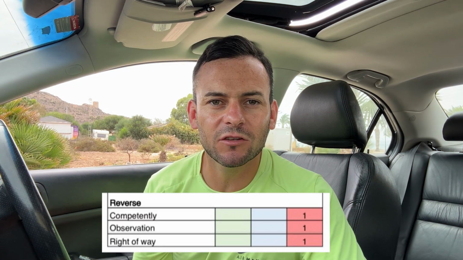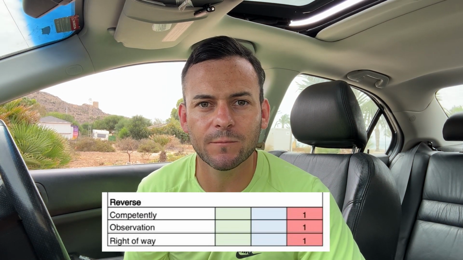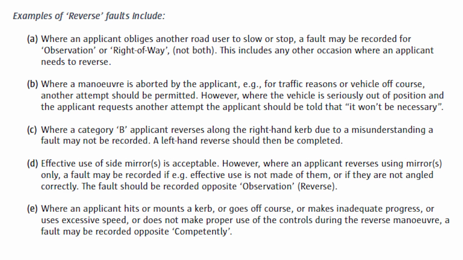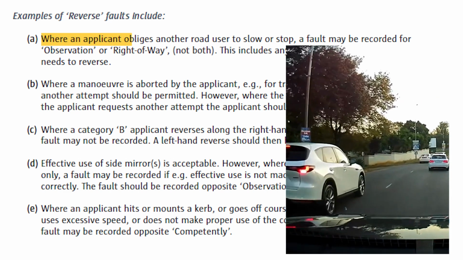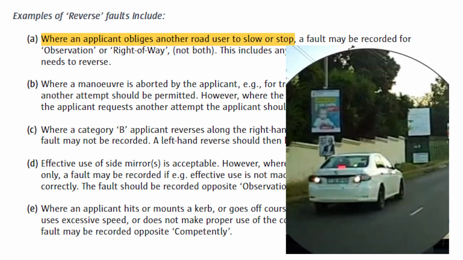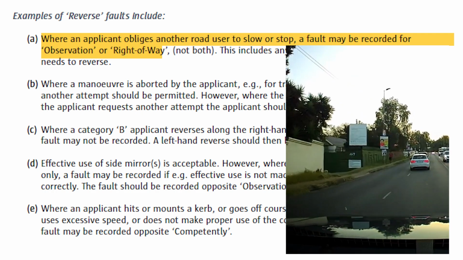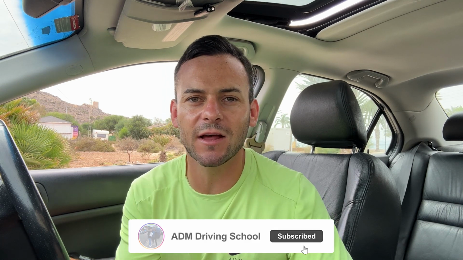So the next section on the driving test marking sheet is right of way. So we can see here on the RSA marking sheet guidelines, section A, where an applicant obliges another road user to slow or stop, a fault may be recorded for observation or right of way. So this is where it gets a little bit complicated. There's a very fine line between observation and right of way.